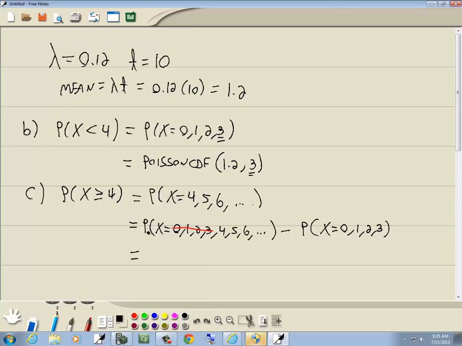But even easier than that, if this encompasses everything, probability-wise, everything is 1. So do 1 minus Poisson CDF, put in our mean again, which is 1.2, and then our ending value when you go from 0 up to a number, which is, again, 3. I won't actually plug this one in, but that'll give you your answer.